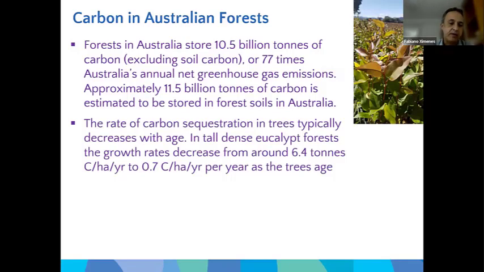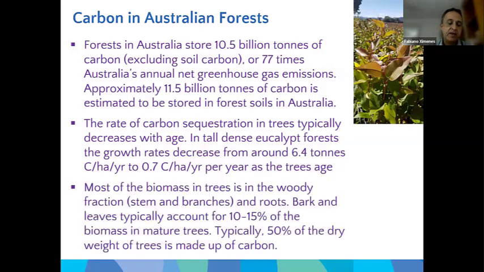And obviously, as the trees develop and they form their branches and their root systems, etc., that rate of sequestration decreases to about 0.7 tons of carbon per hectare per year. And once the carbon is sequestered by the trees, then it's divided into different elements within the tree. Basically, most of the biomass is in the woody fraction, the stem and branches and roots. And bark and leaves typically account for about 10 to 15% of the biomass in more mature trees.